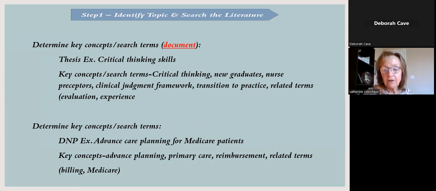You'll also note that I've underlined in red those aspects of the process that should be documented and, for your respective rubric, included in your final thesis or DNP project. Documenting your search terms and strategy should be clear enough so that anyone can repeat it. Here is also an example from a DNP project and the key terms identified for use in the broader literature search, including related terms such as billing and Medicare.